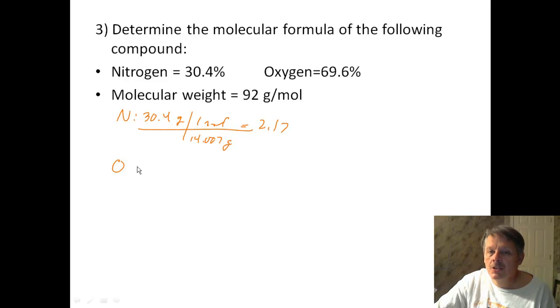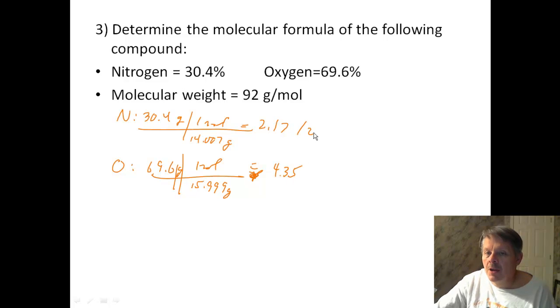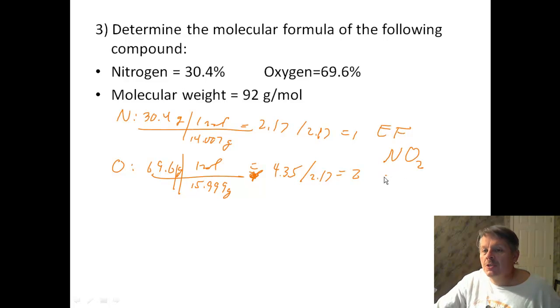And if I take oxygen, do the same thing. That's 69.6 grams. And I'm going into 1 mole, and that's 15.999 grams in 1 mole. When I divide that out, I get 4.35. I divide by the smallest number. That gives me 2. The top one gives me 1. So my empirical formula is going to be 1 nitrogen and 2 oxygens. Now how much does this thing weigh?